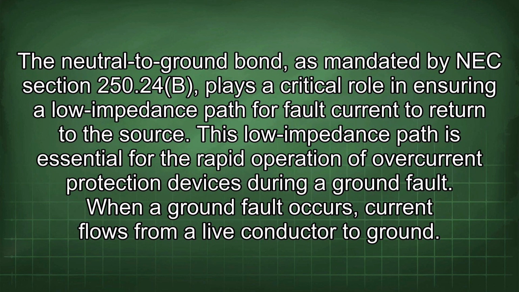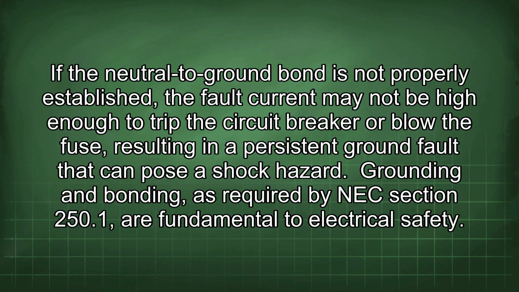The neutral to ground bond, as mandated by NEC section 250.24(b), plays a critical role in ensuring a low impedance path for fault current to return to the source. This low impedance path is essential for the rapid operation of overcurrent protection devices during a ground fault. When a ground fault occurs, current flows from a live conductor to ground. If the neutral to ground bond is not properly established, the fault current may not be high enough to trip the circuit breaker or blow the fuse, resulting in a persistent ground fault that can pose a shock hazard.